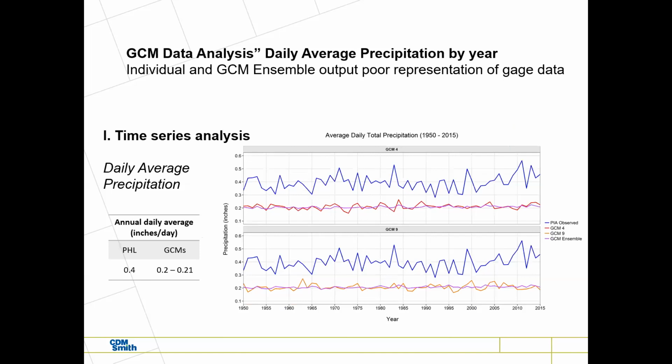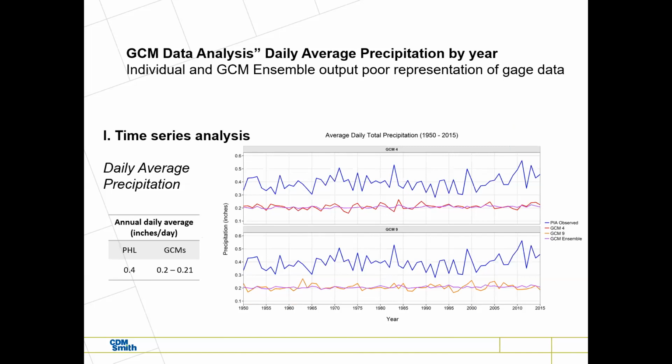But if we move to the daily, this is where the problems begin to really raise their head. Again, the same two models, the blue line being the Philadelphia gauge. In this case, what we're doing is we're averaging all of the wet days across that 20-year period of time, or in this case, 1950 to 2015.